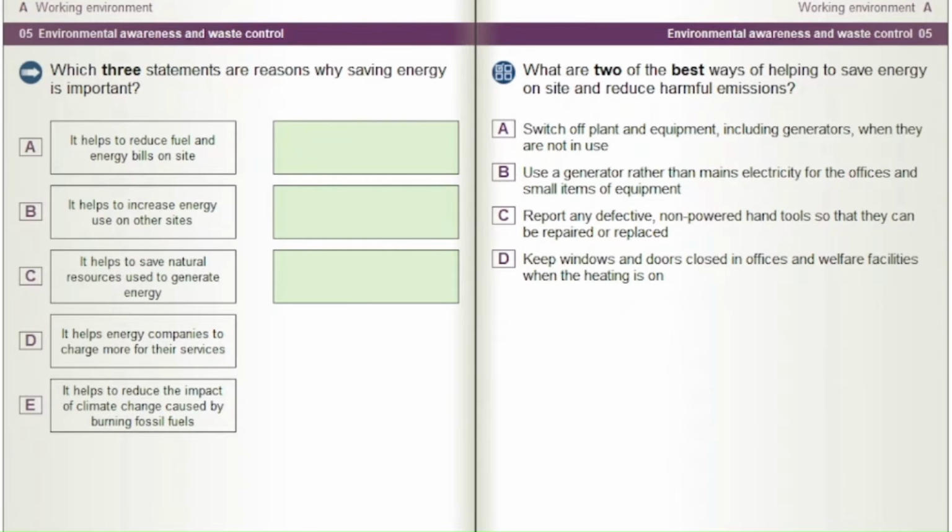What are 2 of the best ways of helping to save energy on site and reduce harmful emissions? Switch off plant and equipment, including generators, when they are not in use. Use a generator rather than mains electricity for the offices and small items of equipment. Report any defective non-powered hand tools so that they can be repaired or replaced. Keep windows and doors closed in offices and welfare facilities when the heating is on.